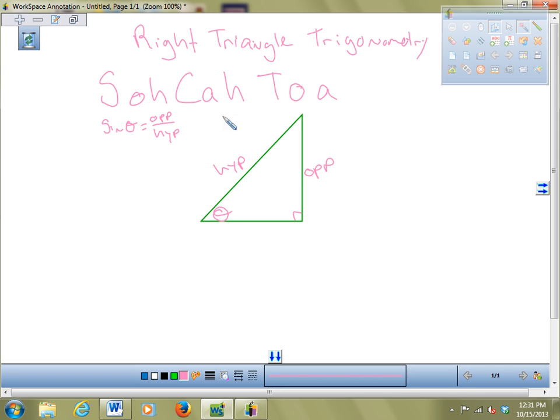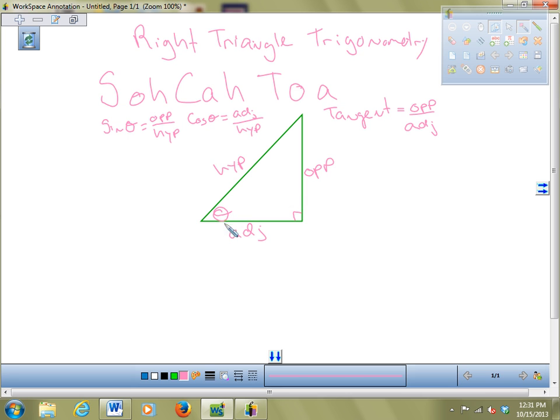How many of you know this already? Most of you should. Okay, so cosine of theta equals ADJ, the adjacent side over the hypotenuse. The adjacent side is the one next to the angle that is not the hypotenuse. And tangent, this stands for cosine, this stands for sine, that's just abbreviation. Tangent is equal to the opposite side over the adjacent side.